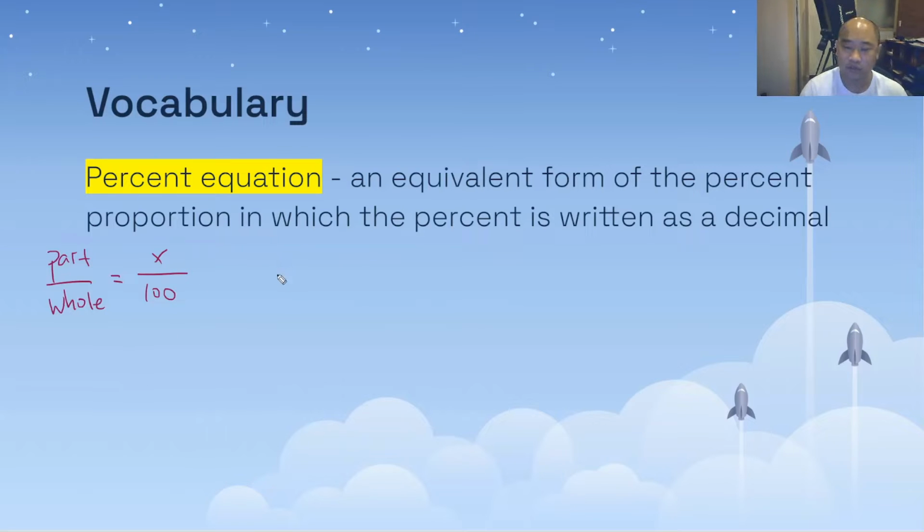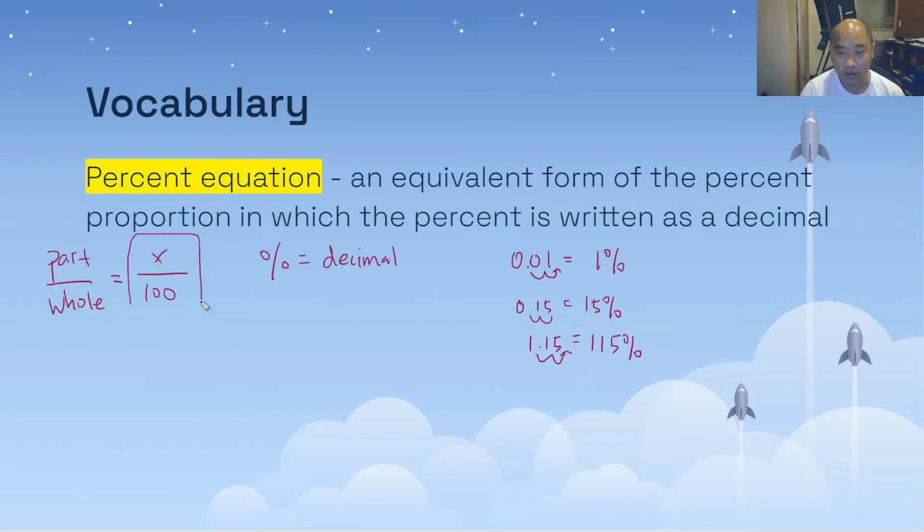Well, as we might know at this point, the percent can be written as a decimal, right? So for example, 0.01 is 1% because we've taken the decimal point and moved it over 2 times, and that gives us 1, and that's the percent, right? So 0.15 is 15%, and 1.15 is 115%. So instead of writing the ratio, we can just write this as a decimal, right?